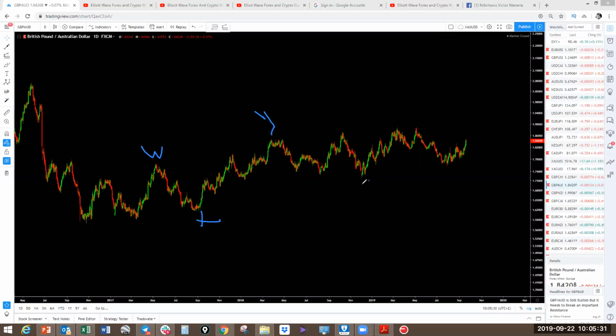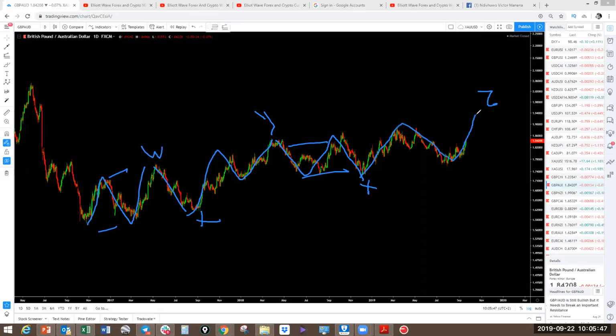Y, X, Z. 3 waves there. I won't do it with the TradingView annotation. It's going to take too much time. Pull back, 1, 2, 3. So there's a possibility for pound AUD to go and make this move.